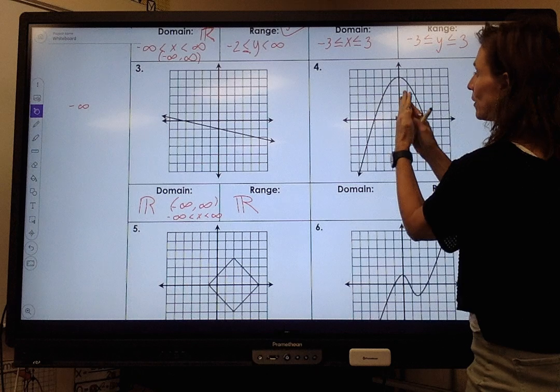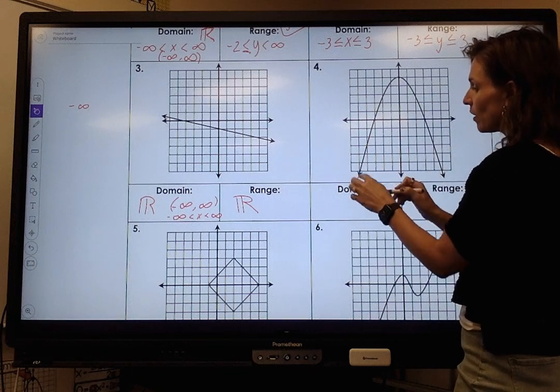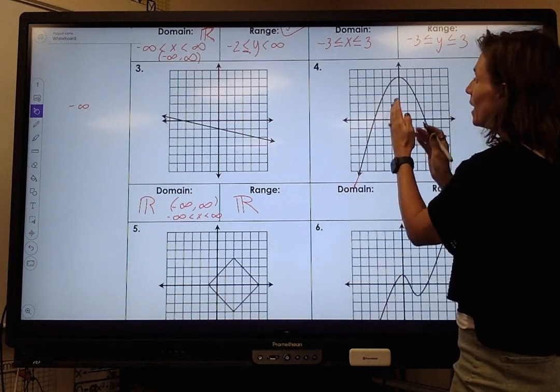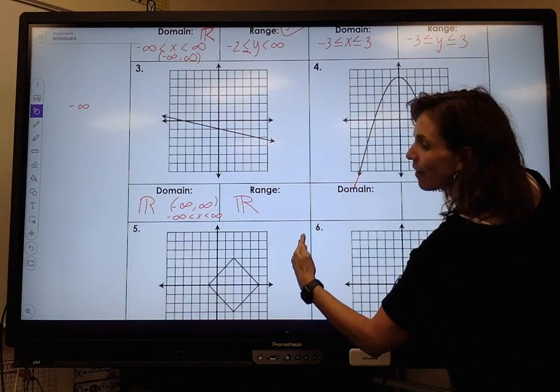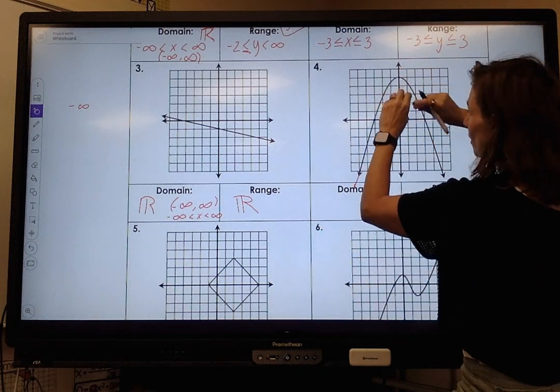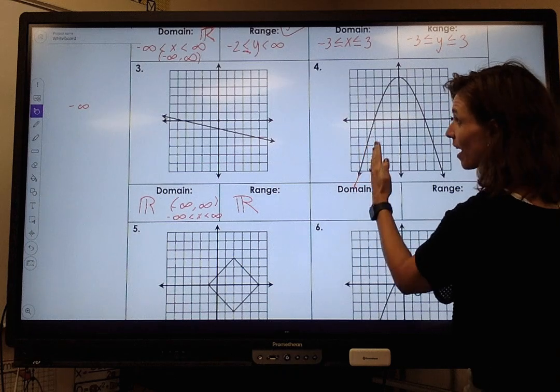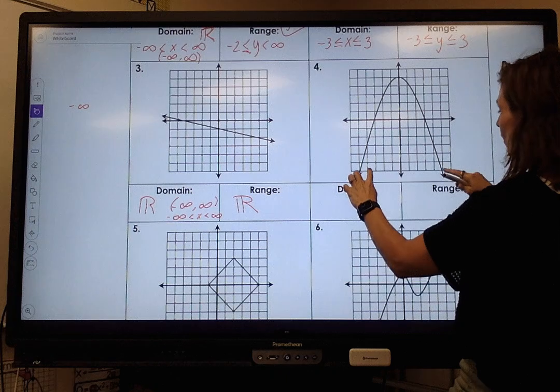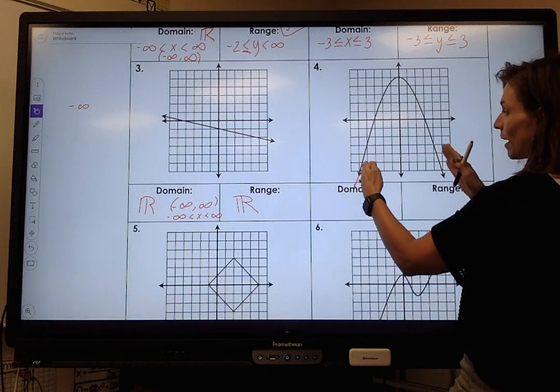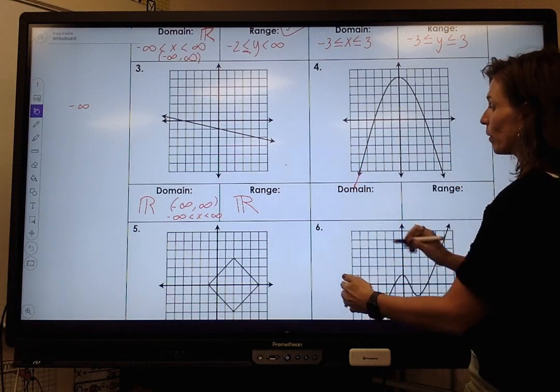Remember, how far left and how far right. So if this arrow tells me this graph's end behavior, it's still going to go down and to the left forever and ever. It's never going to stop going to the left. It's going to go down and out forever, and it's going to go down and out forever. So my domain is going to be all real numbers.